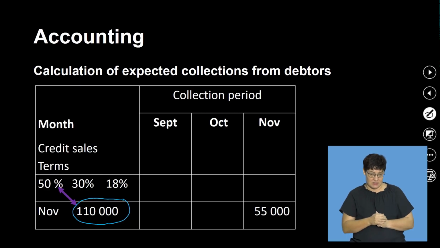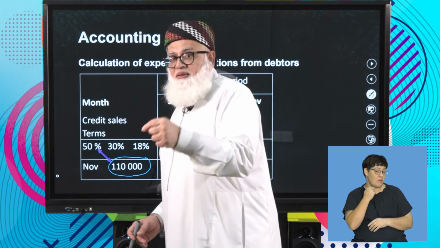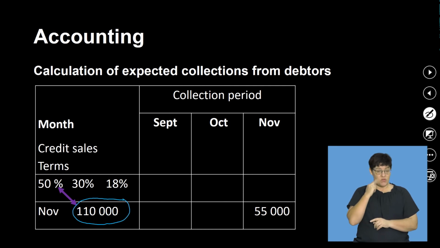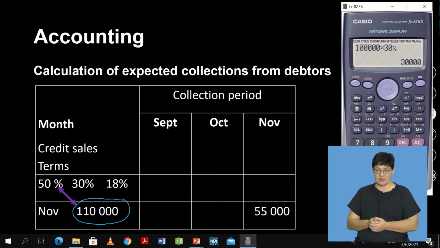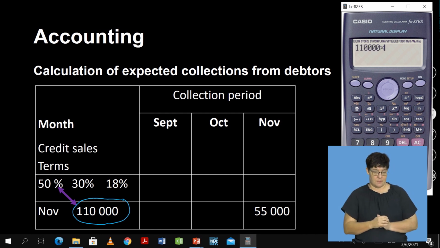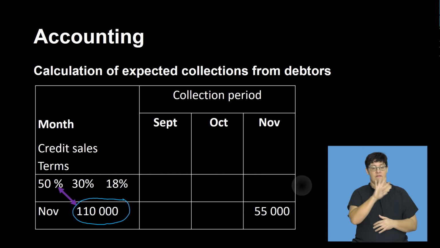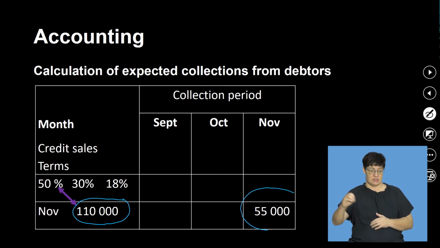Okay, so I've got my credit sales of 110,000. Step number 1, what component will pay me? I'm working with November, so 50% will pay me in November. So here we go, and we say 110,000 times my 50%, and that will give me an amount of 55,000. So here we go, there's my 55,000.